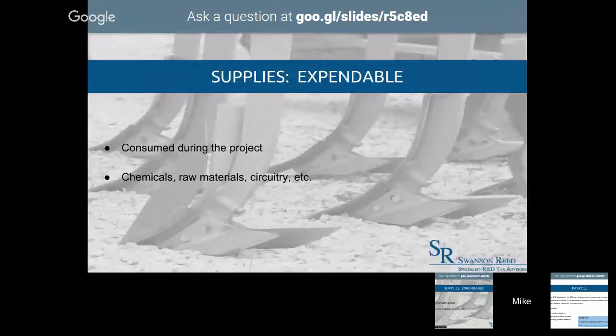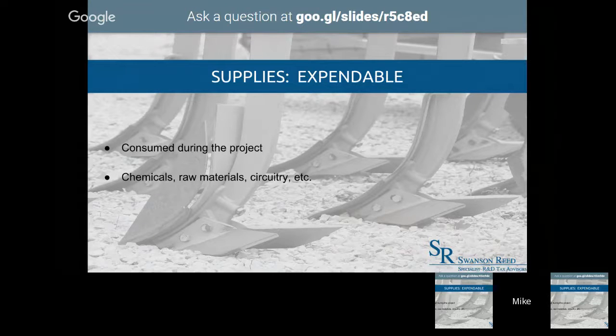Okay, supplies break into 2 categories, and to explain this a little simpler, we're going to take them one at a time. Supplies can fall into the category of being expendable items or consumable items. Same thing, we'll deal with them in the same way. These are items that are totally consumed in the research and development process. There's nothing left when you get done. Examples are chemicals, raw materials, circuitry, different types of wiring that's got different resistance levels you may want to put into the project. They're totally consumed in the process. When you get through the project, nothing's left.